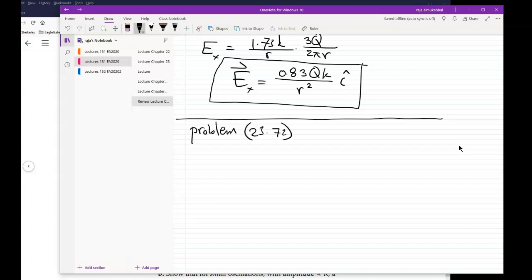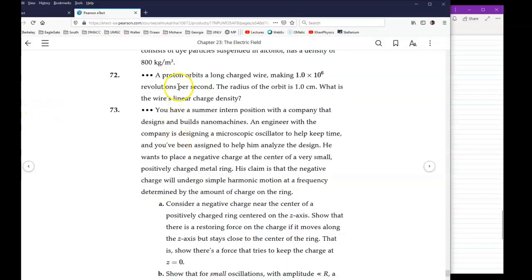23.72. Okay, let's repeat the problem again, and then I'm going to draw the picture. You have a proton. It orbits a long charged wire, okay? And it makes 1 million revolutions per second. That's basically 1 million hertz. That's a frequency. F equals 1 million hertz, all right? The radius of the orbit is a whopping 1 centimeter, okay? That's very, very large for the subatomic world. What is the wire's linear charge density?